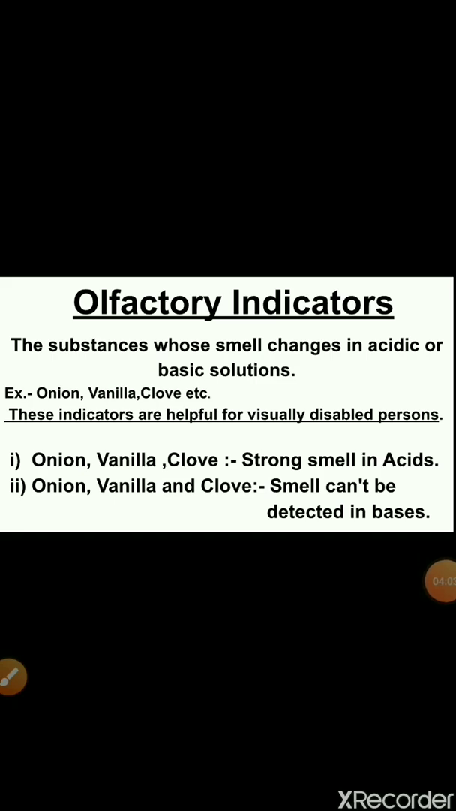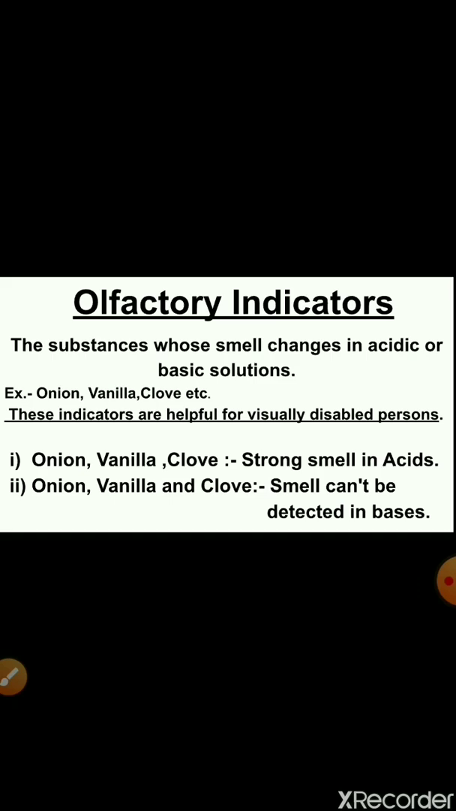Other than dye-type indicators, we have some other indicators which give indication of acids or bases by a change in smell. These are very helpful for visually disabled persons because they are not able to see the change in colors. They can find out by the change in smell, and detect easily whether the substance is acid or base.